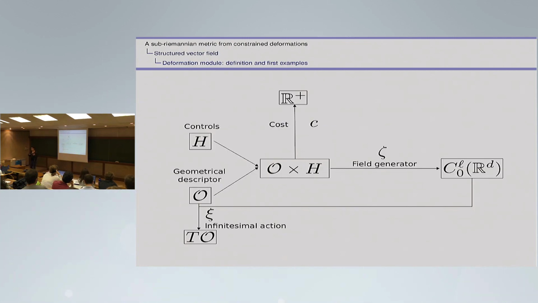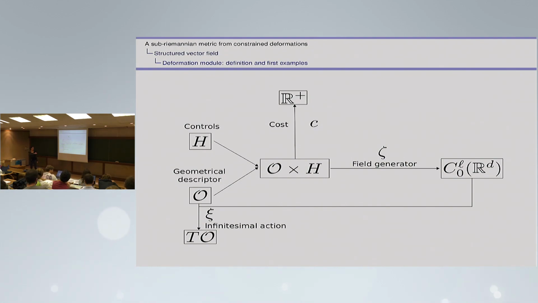So one way to build a deformation module that corresponds to our prior, which is that vector fields are only sums of 2 local translations, is to build a deformation module where the space of geometrical descriptors is the space of 2 points in R2, so R2 times R2. The space of controls is the space of 2 vectors of translation, R2 times R2. The field generator takes in input 2 points, 2 vectors, and returns the sum of the 2 local translations.